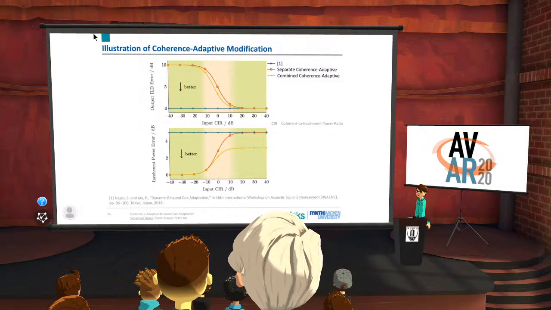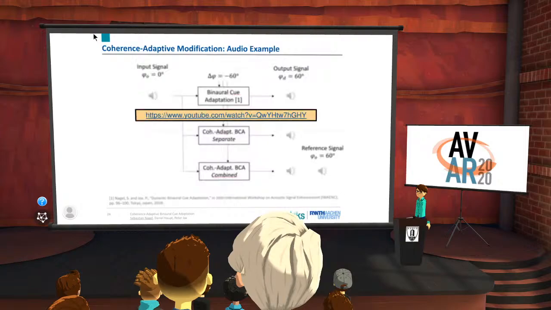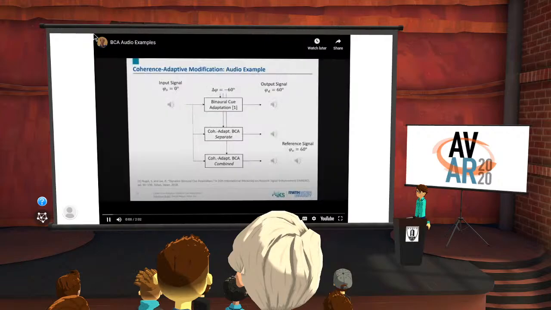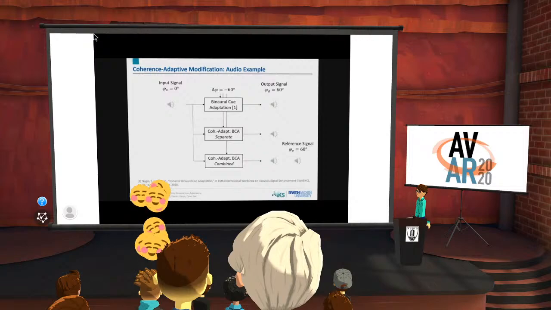Okay, so before I finish, I have some a bit more academic audio examples for you where you can actually hear the difference between the different algorithms. As an audio example, I have a speech source in the front mixed with white noise that I'm trying to move using the algorithms to the left. I will play the input signal first.